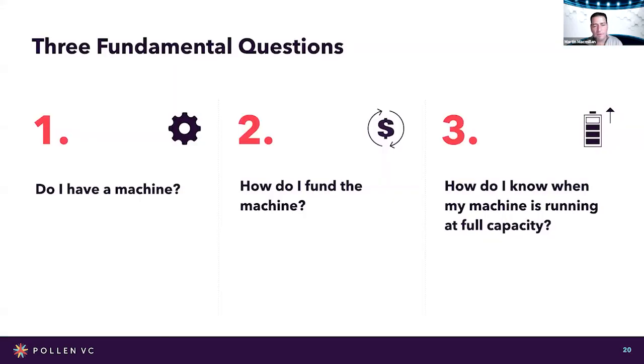And it comes down to three things. Does UA work in the first place? How am I going to fund it? And how do I know when I'm spending as much as I can on a daily or weekly basis, and anything more is just going to be unprofitable? That's what we think of as the machine running at full capacity.